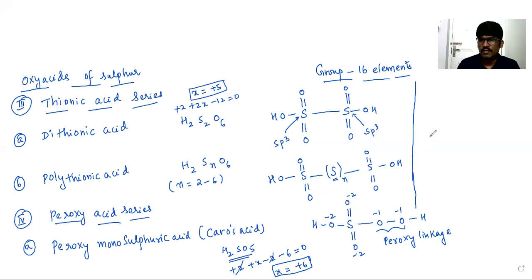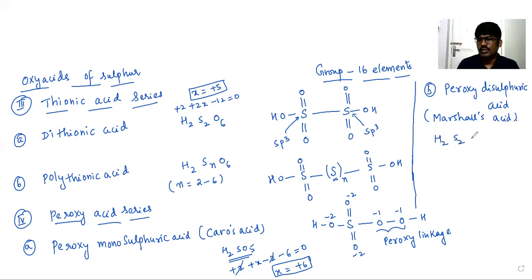under this itself, we have the second one, that is peroxy disulfuric acid. Peroxy disulfuric acid is also called Marshall's acid. Formula H2S2O8. In between two sulfurs, you can find one peroxy linkage.